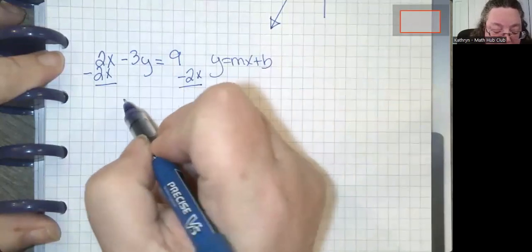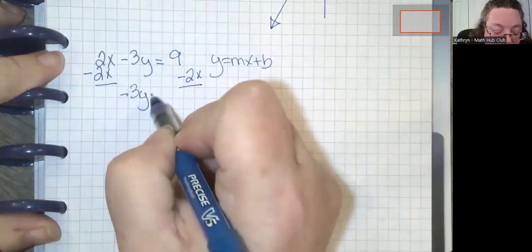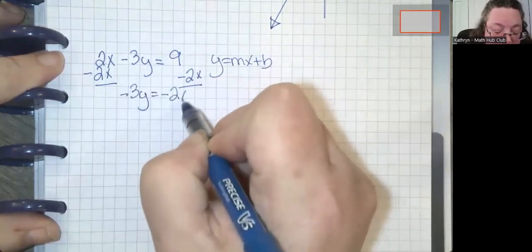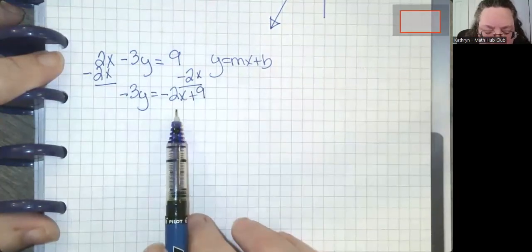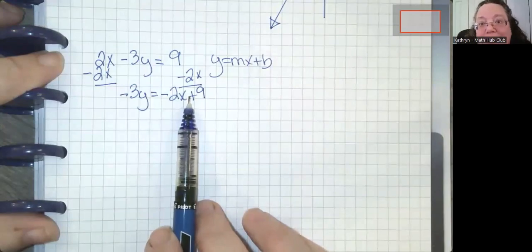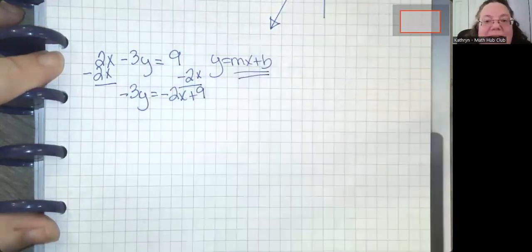We're going to add straight down. -3y equals -2x plus 9. Now you're probably wondering, why didn't I write 9 minus 2x? Remember, we need it to look like that. It's going to make our life so much easier.